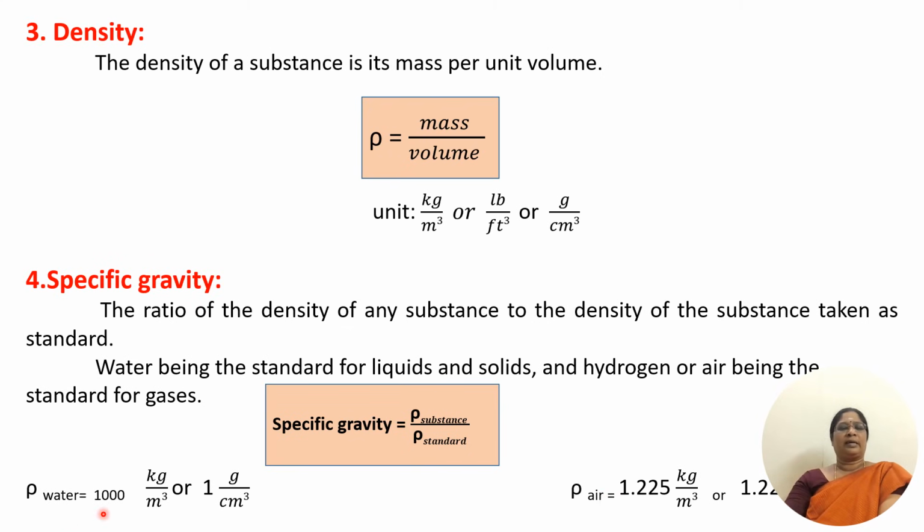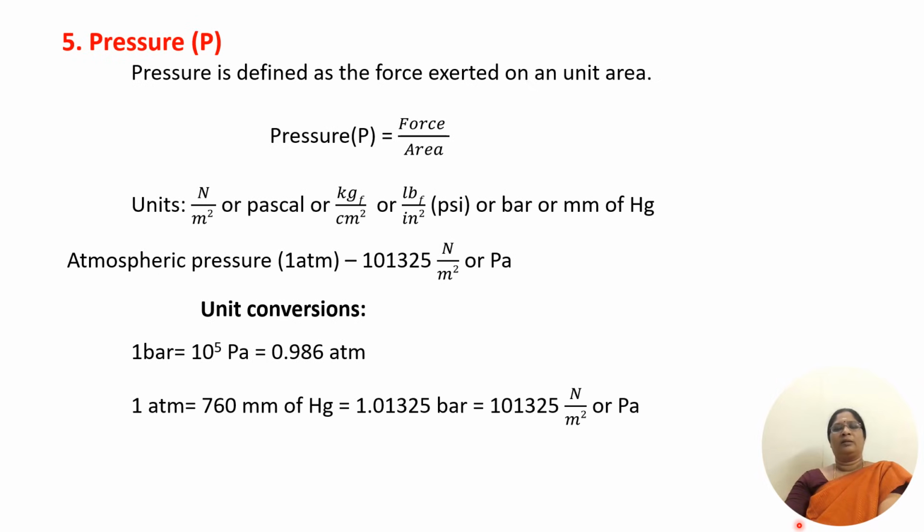Density of water is expressed as 1000 kg per meter cube or 1 gram per centimeter cube. The density of air is 1.225 kg per meter cube or 1.225 into 10 raised to the power minus 3 gram per centimeter cube. The fifth physical quantity is the pressure.